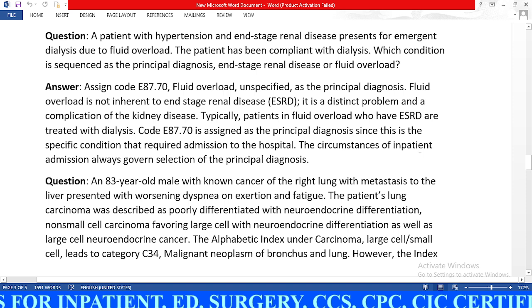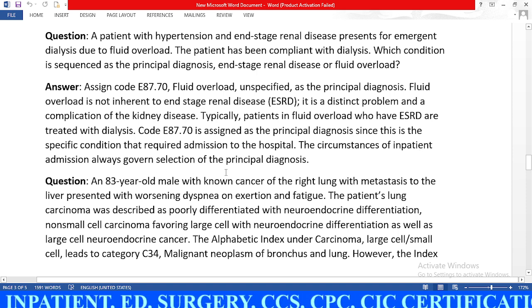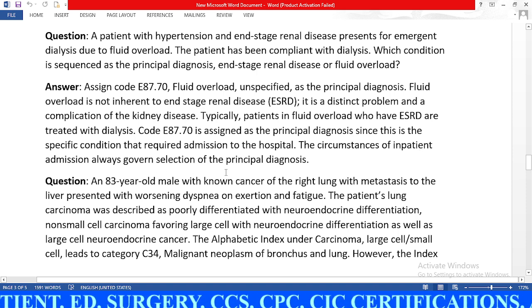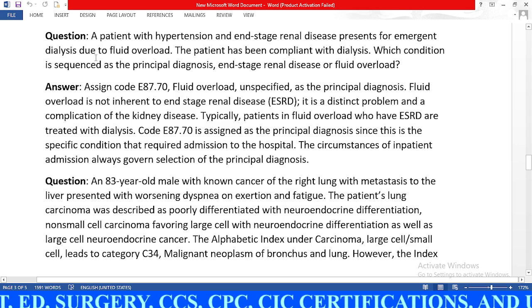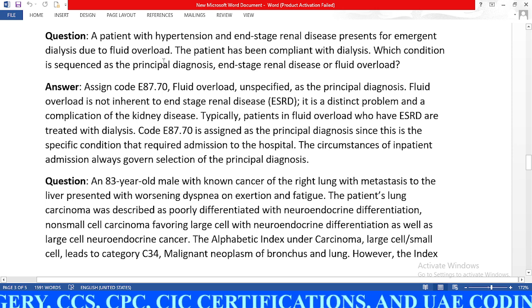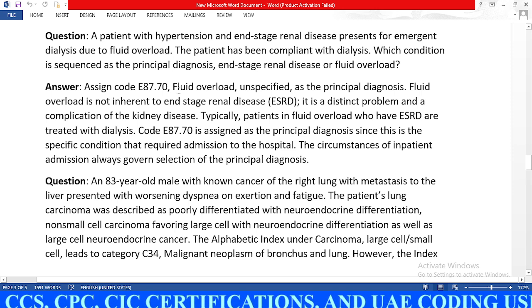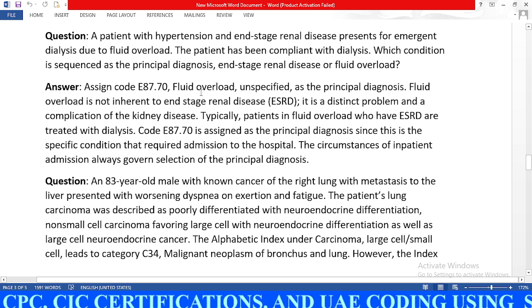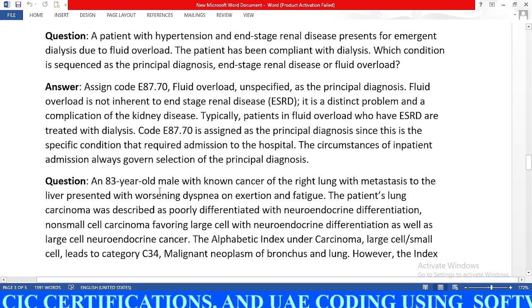The circumstances of inpatient admission always govern selection of principal diagnosis. So here we have medical necessity between dialysis as well as the fluid overload. The main reason for the encounter is fluid overload. So we need to code fluid overload as the PDX.